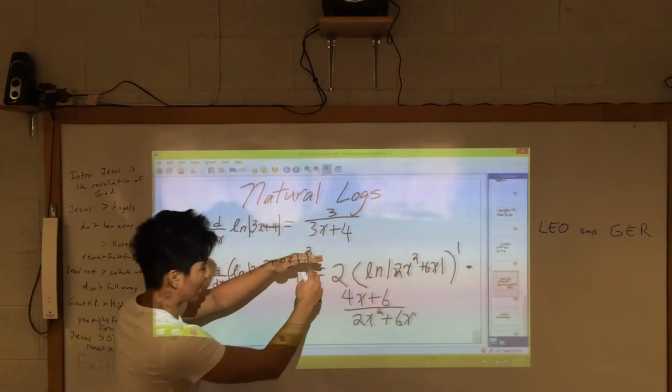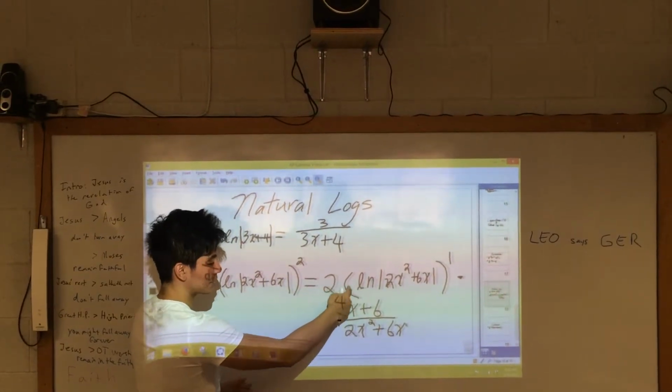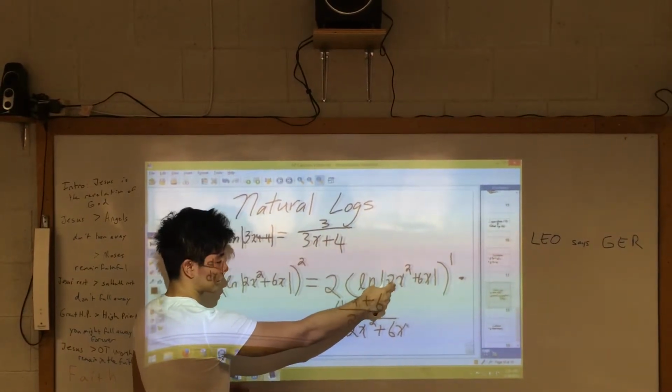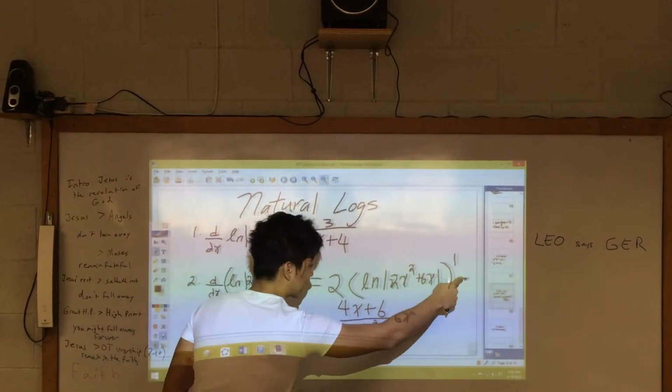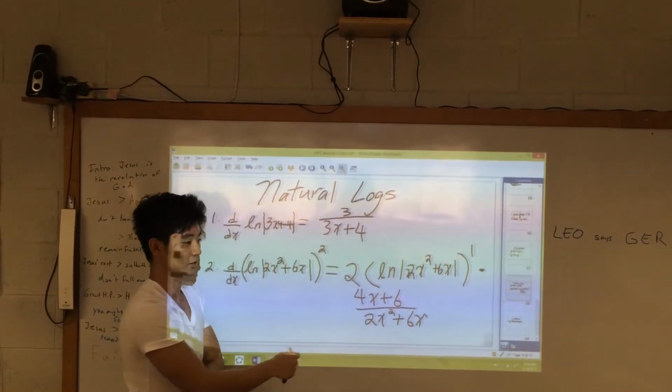And remember, this entire thing is the answer. So the entire answer is 2 times ln(2x² + 6x) to the power of 1 times (4x + 6) over (2x² + 6x).